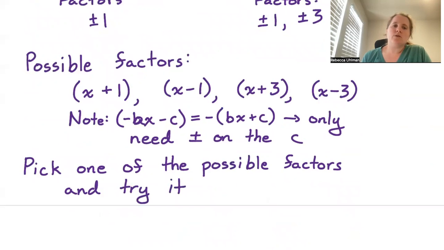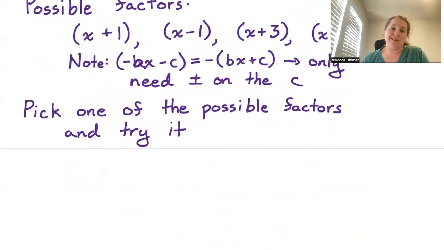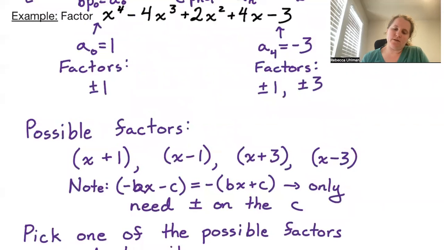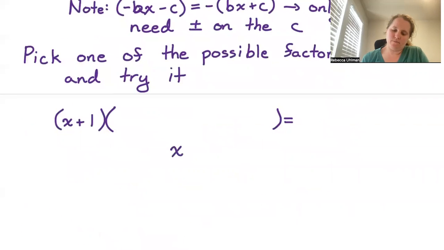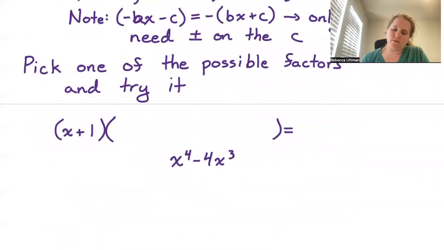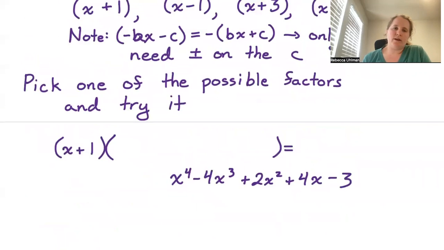You can do long division. You can just build out the polynomial whichever way you want. I tend to just build it out. So if we have x plus 1 times blank is equal to x to the 4th minus 4x cubed plus 2x squared plus 4x minus 3. We'll just try it.